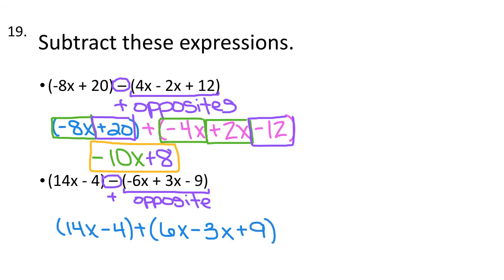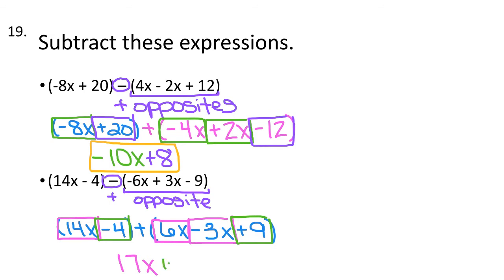Now I can combine like terms. Beginning with my variables, I have 14x, a positive 6x, and a negative 3x. When I'm done combining these, I will have a sum of 17x. Now for the constants. I have a negative 4 and a positive 9. When I combine these, I get positive 5. So my final expression is 17x plus 5.